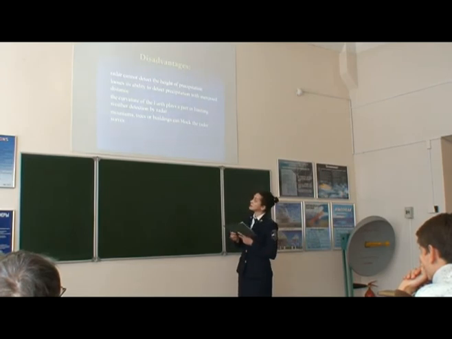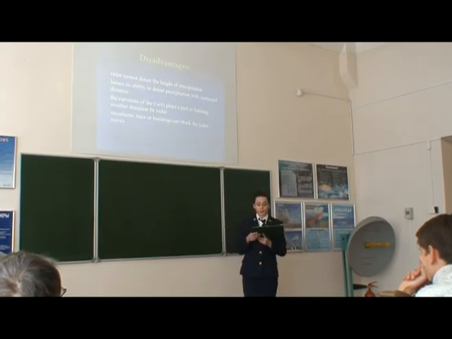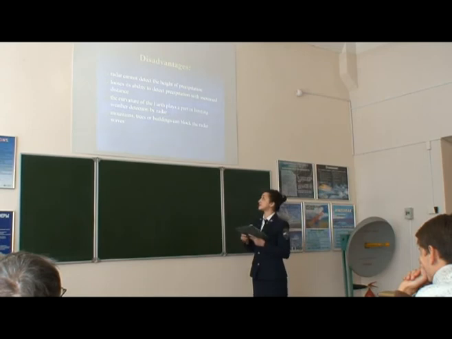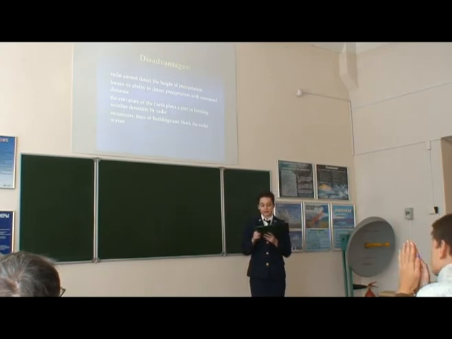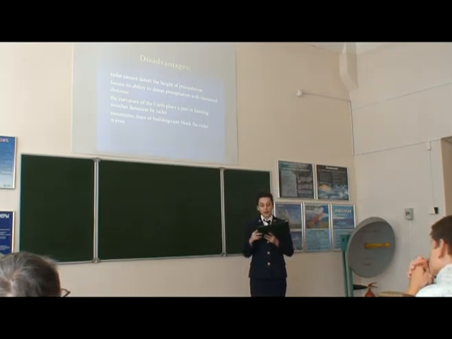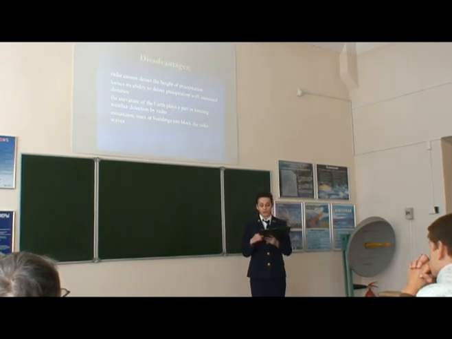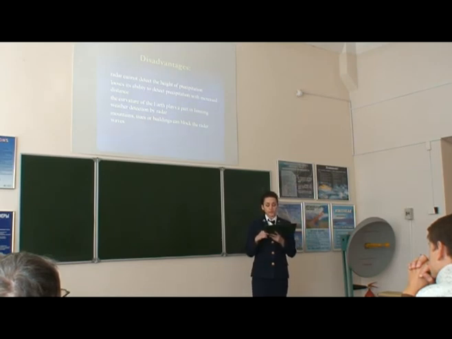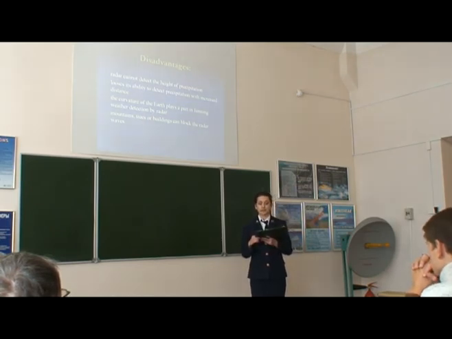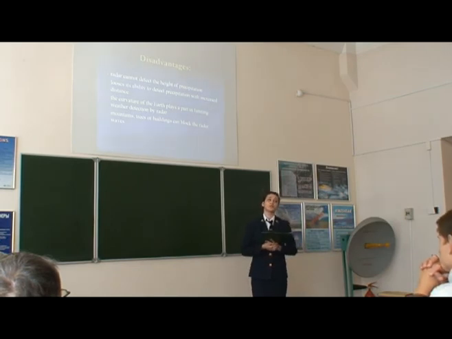So there are also some limits of this radar, such as the radar cannot detect the height of precipitation and loses its ability to detect precipitation with increased distance. The curvature of the Earth plays a part in limiting weather detection by radar, and mountains and trees can block the radar waves.